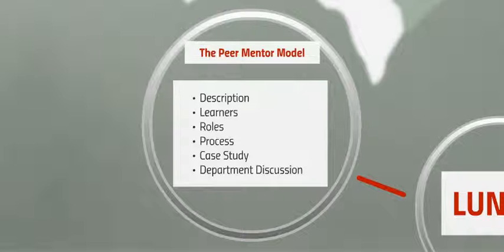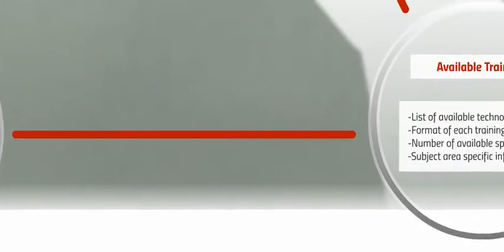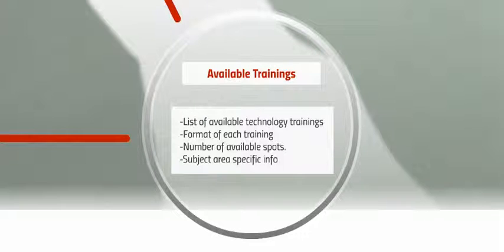Now, just like with the other two models, we'll just talk about the description, talk about the students, the roles, process, case study, and department discussion again. After that, we have a 45-minute lunch period. If you want to go, you can get something great to eat, stretch your legs, talk a little bit, then come back together, and we'll start talking about the different trainings that are available to you this year.